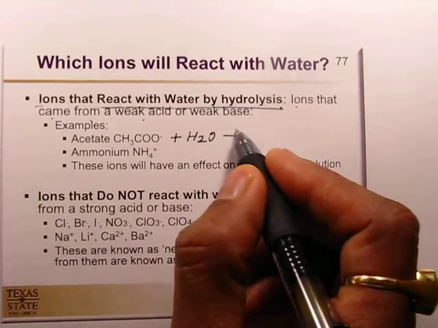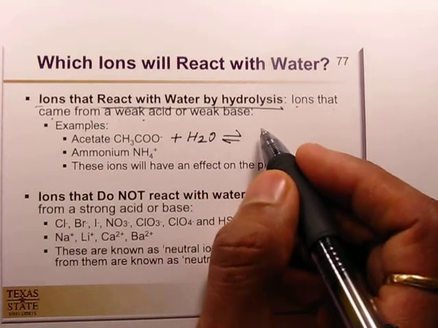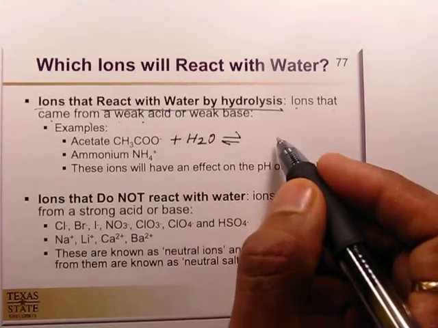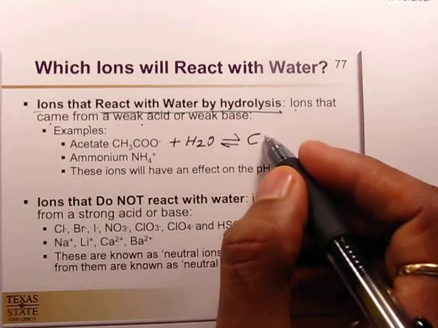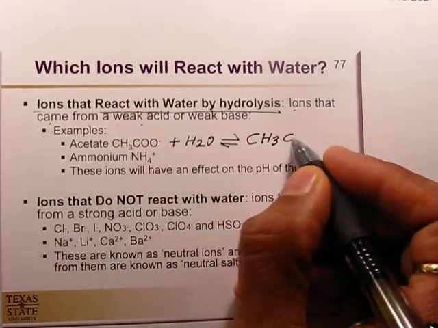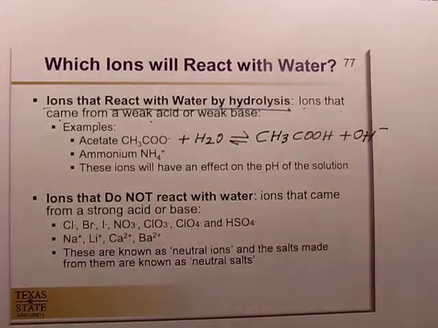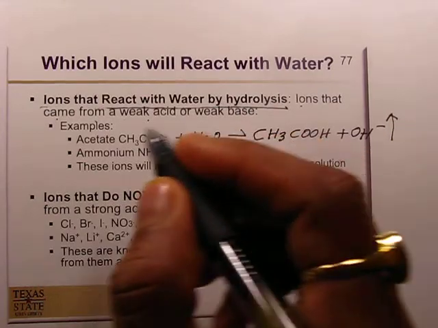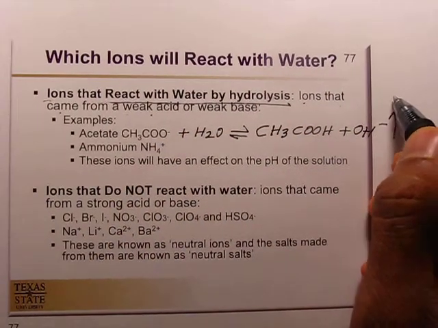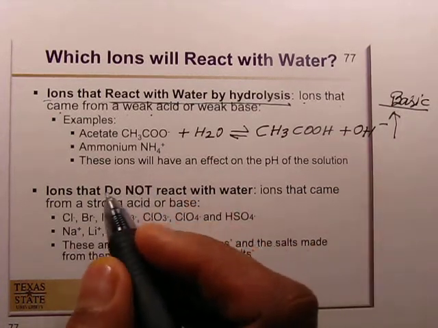The acetate ion, when it reacts with the water, takes one proton from the water and forms CH3COOH, acetic acid, plus OH ion. And because of this OH ion, since the hydroxyl ion concentration increases in the water, this ion will make the water basic. So this ion will give a basic solution.